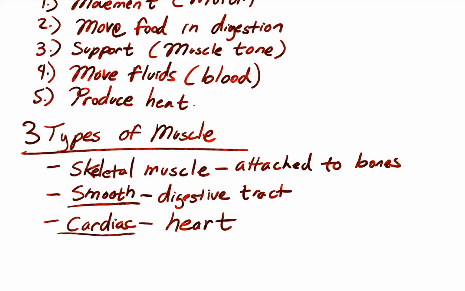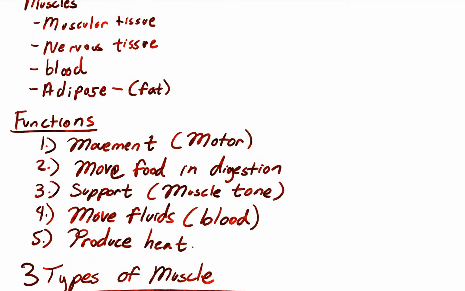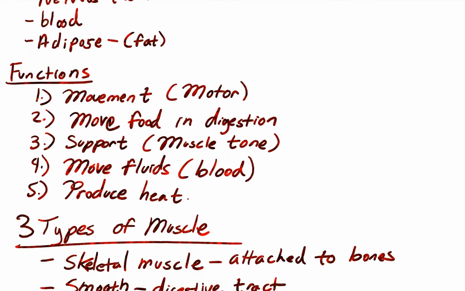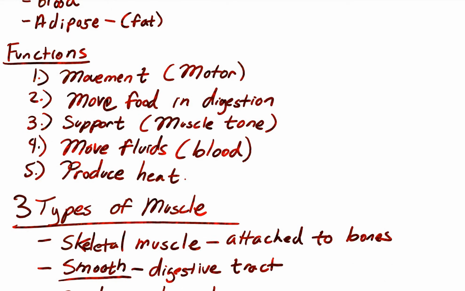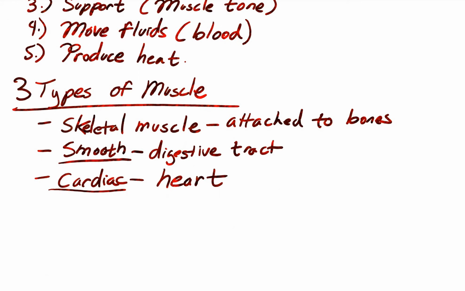I'm going to stop this video soon, but I want to do a really quick review. So muscles are made up of muscular tissue, nervous tissue, blood, and adipose tissue, or fat. The functions of muscle are movement, moving food in digestion, support, and moving fluids, an example being blood. They produce heat as well, which is also very important for us. It's a big part of homeostasis. There are three types of muscles: skeletal muscle, smooth muscle, and cardiac muscle.